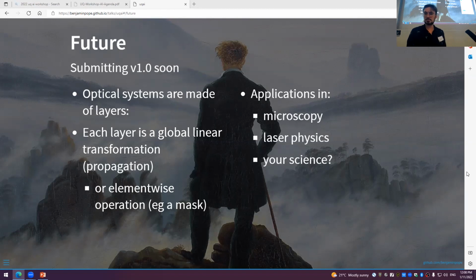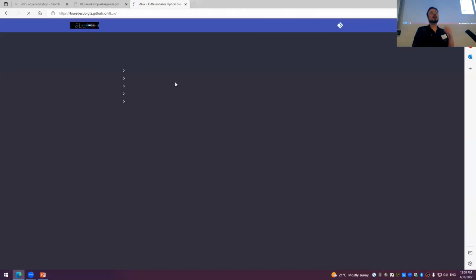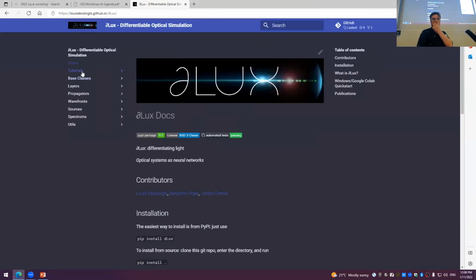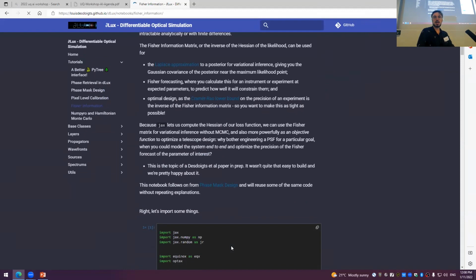Great talk. Thanks, Ben. I was just wondering, that funky telescope that you showed at the end, have I understood correctly that it is an optimal telescope formation to minimize your point spread function? Yes. So where is it? Yeah, Fisher information.